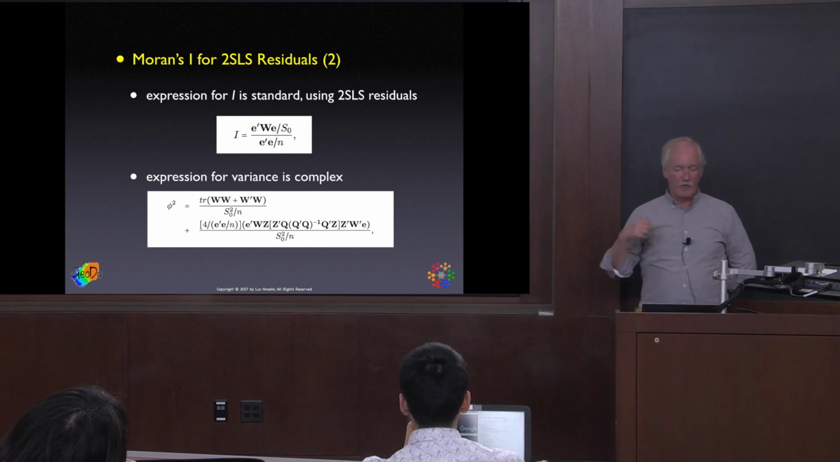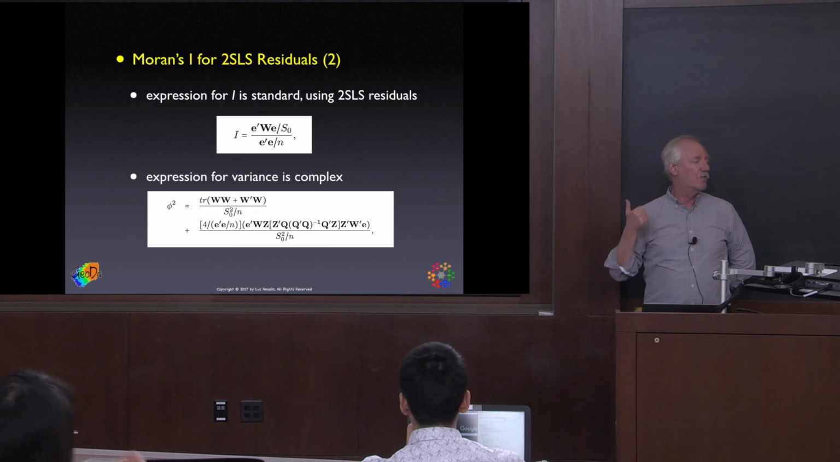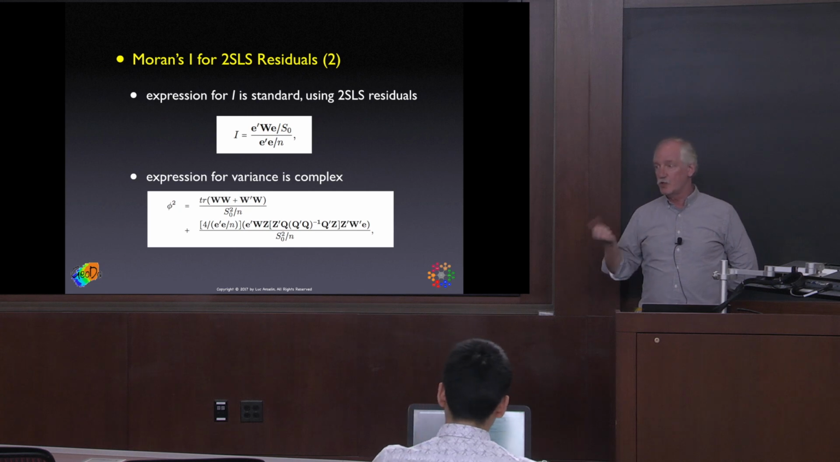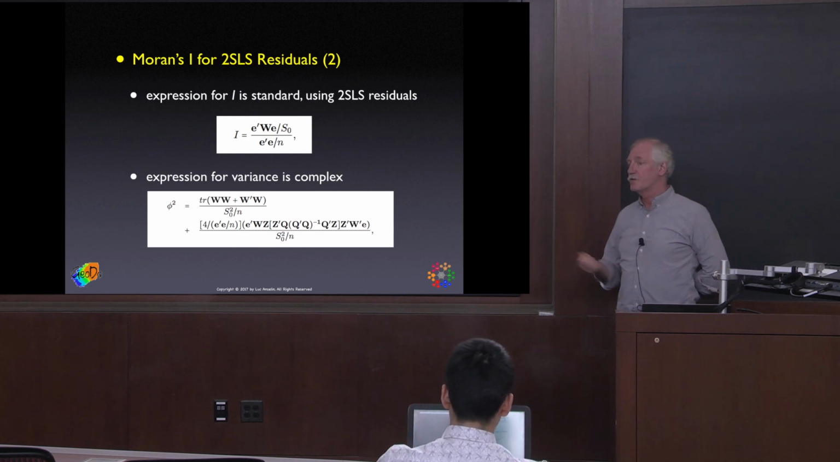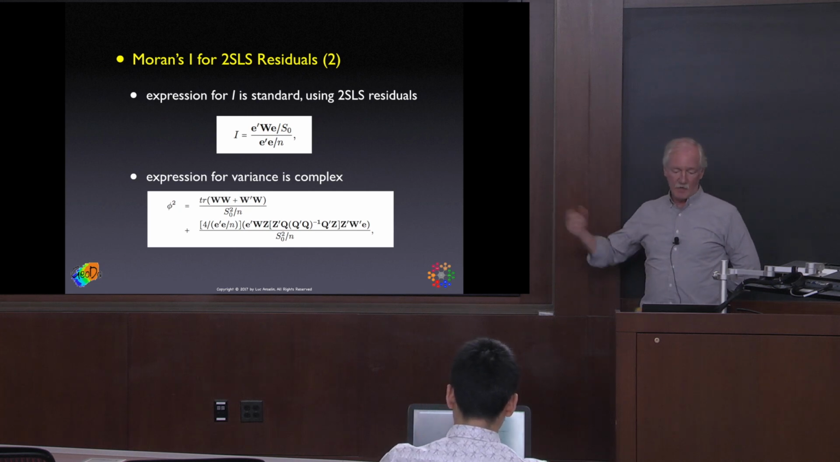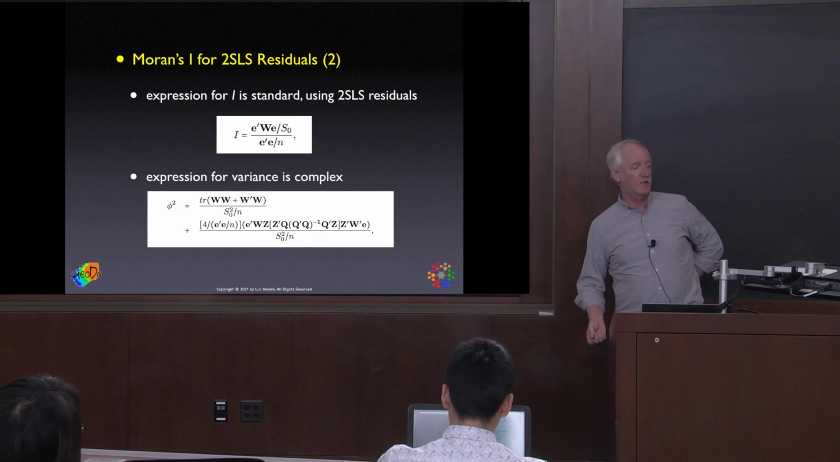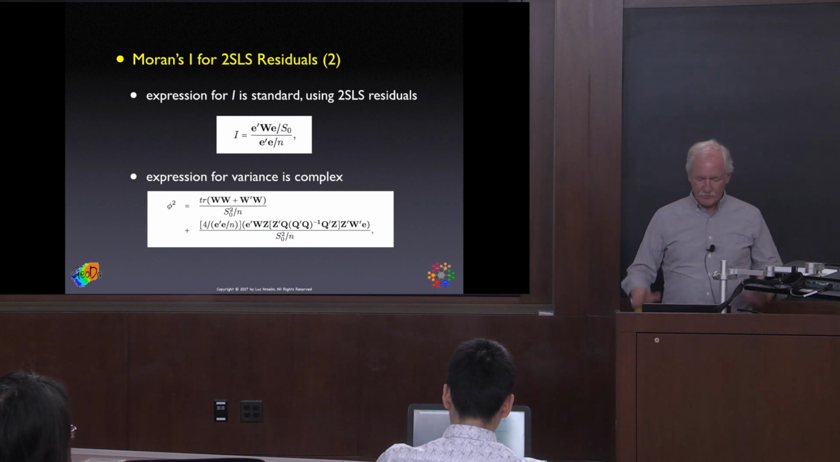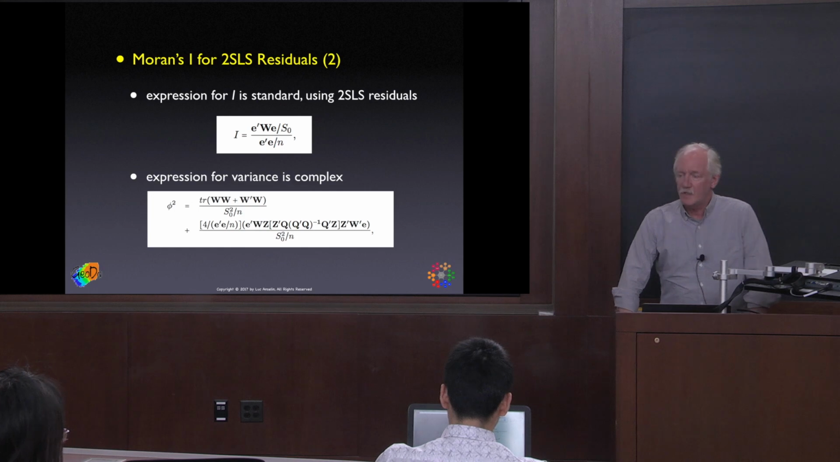It has spatially lagged variables in there, including the endogenous ones, that's Z. Z is all the variables. Q are the instruments, so all the instruments are here. And then, of course, the residuals are the E term. So this is a pain.